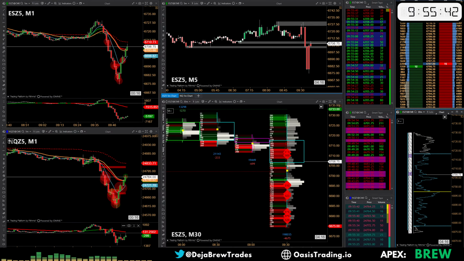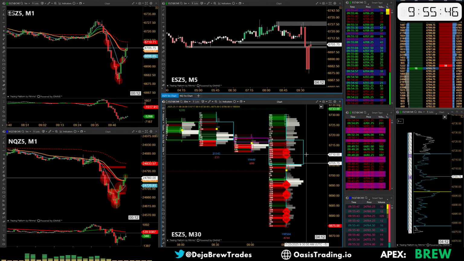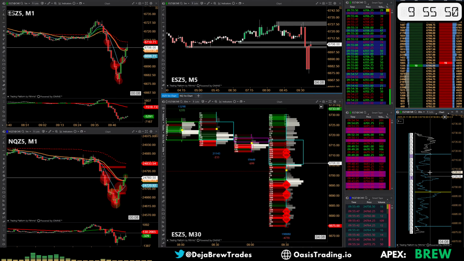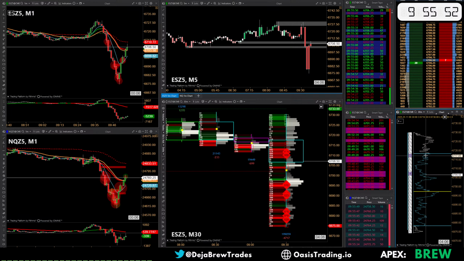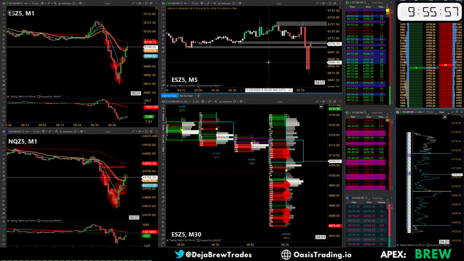I usually say 30-minute for the rotations, but obviously right now the volatility is very high, so you could go down to like a 15 or 5. It's really up to you. But most volume profile techniques are 30 minutes.